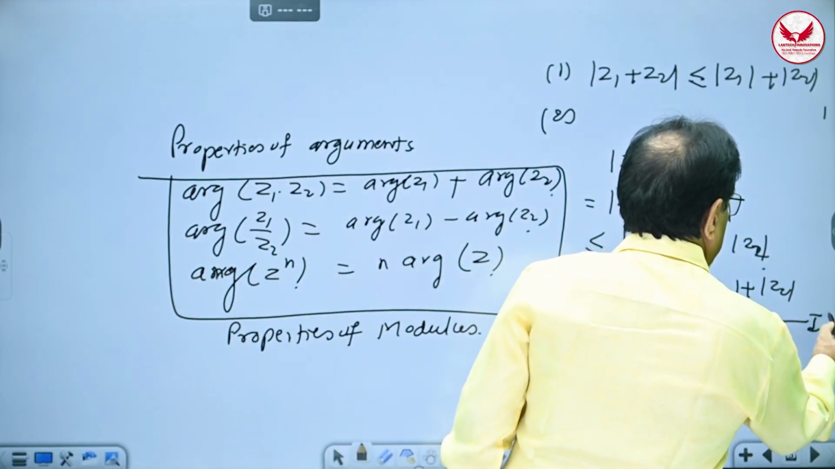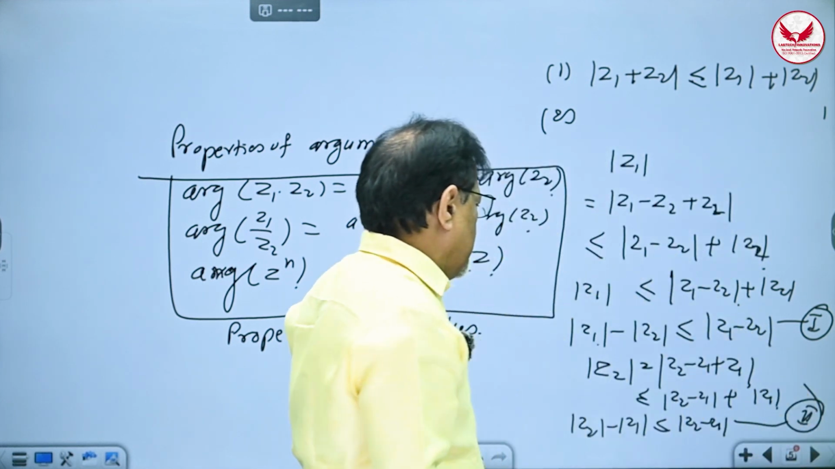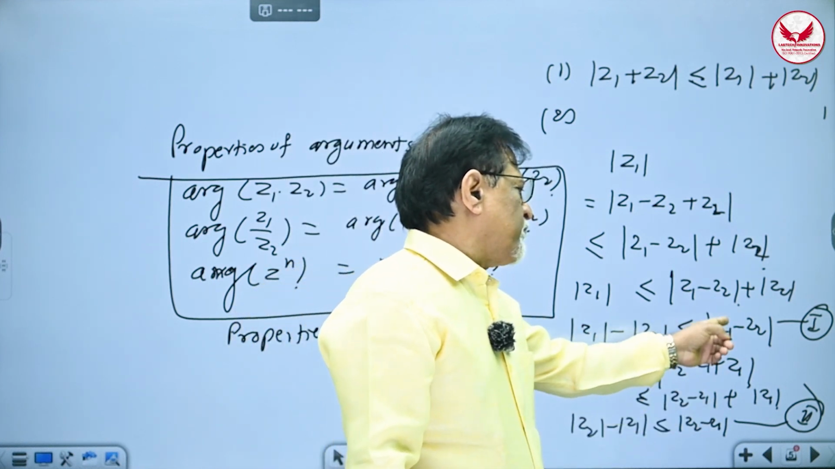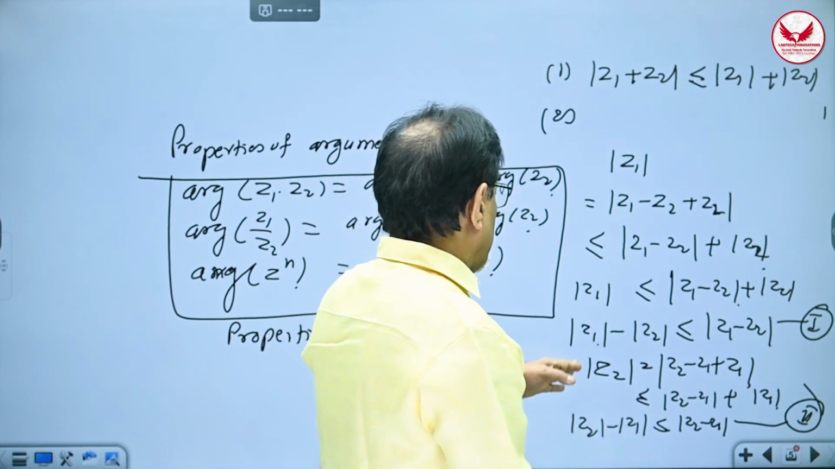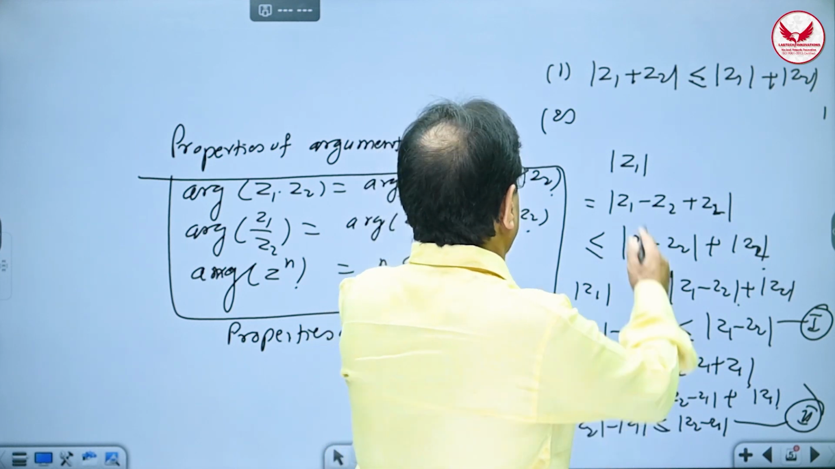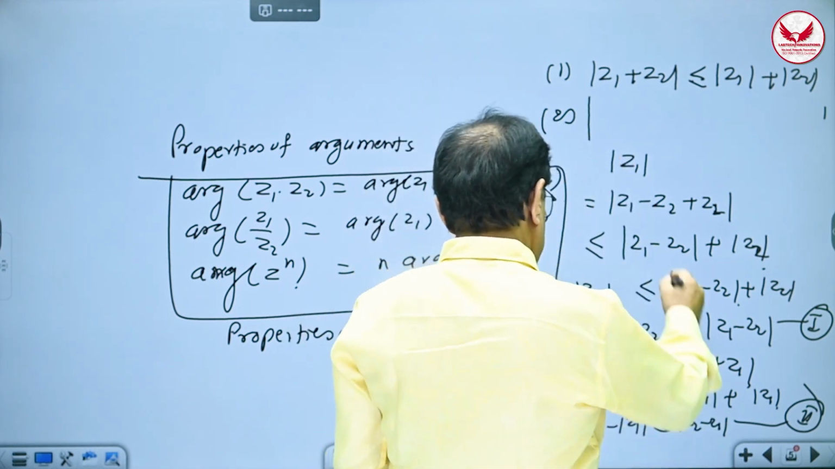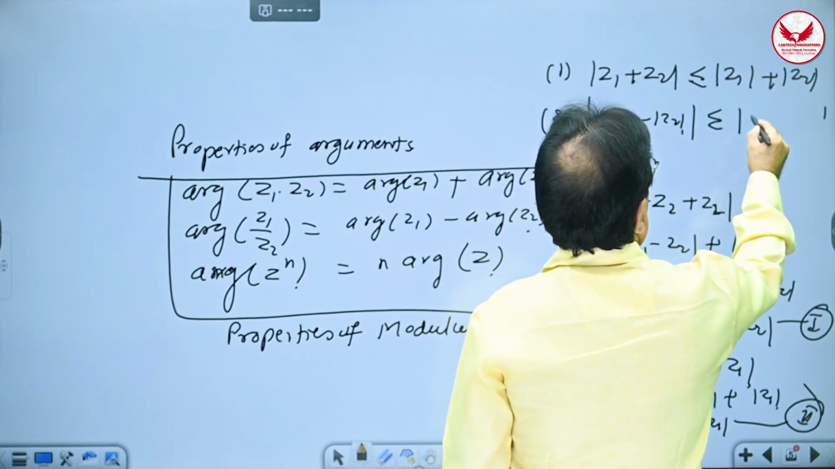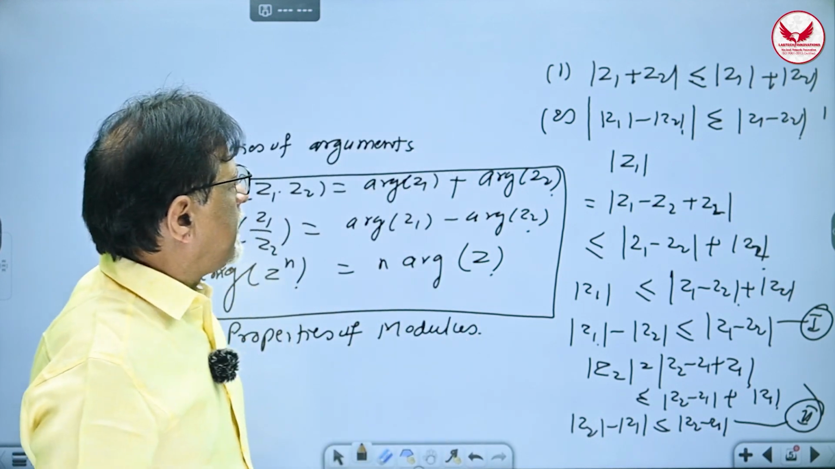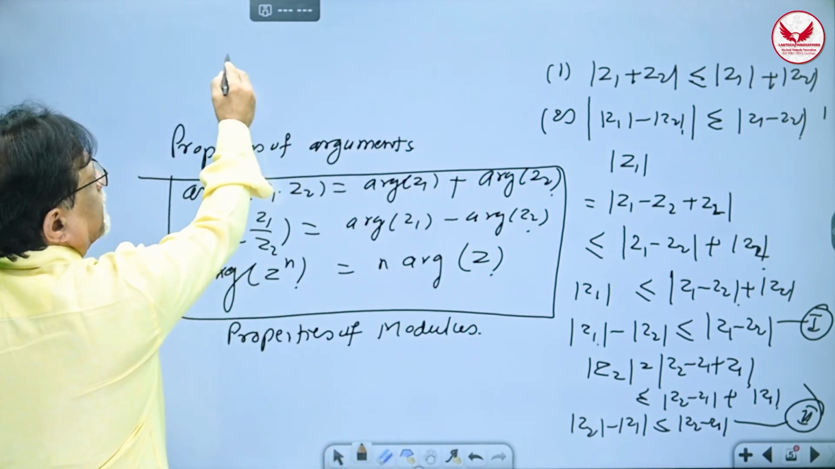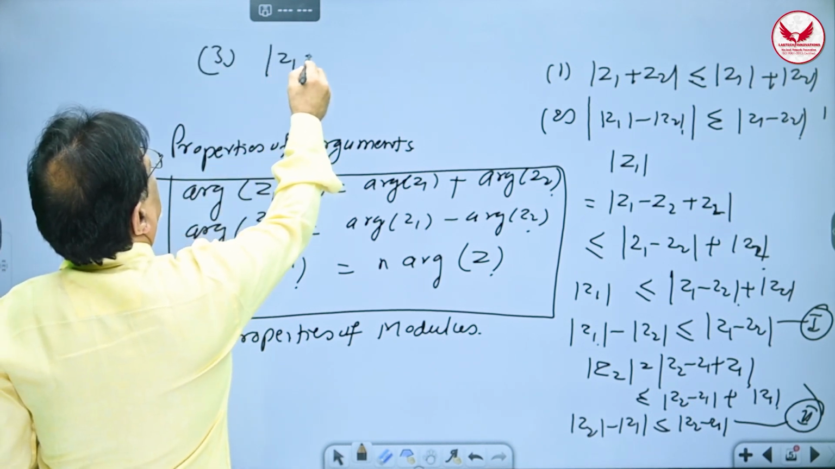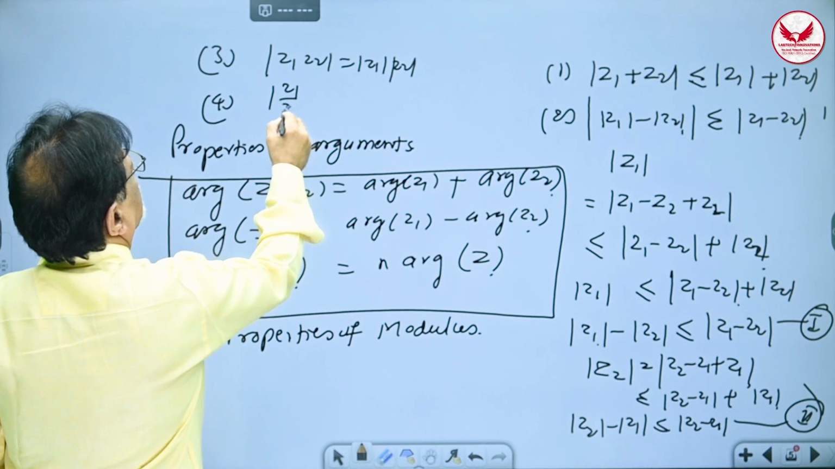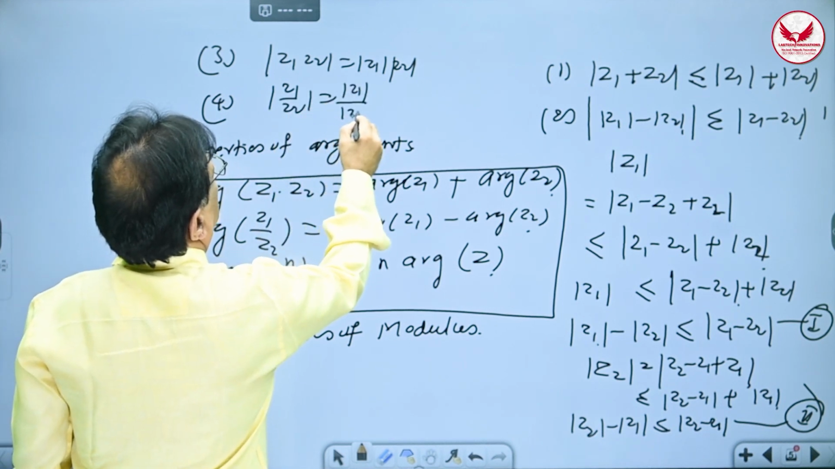Look at these two statements. This is number one. This is number two. What does that mean? Mod of z1 minus z2 and mod of z2 minus z1. What is the difference between them? Difference of a sign. But these two are equal. Mod of z1 minus z2 is same as mod of z2 minus z1. So I can declare it like this. That means mod of z1 minus mod of z2 is less than or equal to mod of z1 minus z2. Right? Now that is a very important statement to make. Okay. Third statement is very simple. Mod of z1 z2 is mod of z1 times mod of z2. Fourth statement is mod of z1 upon z2 is mod of z1 upon mod of z2.